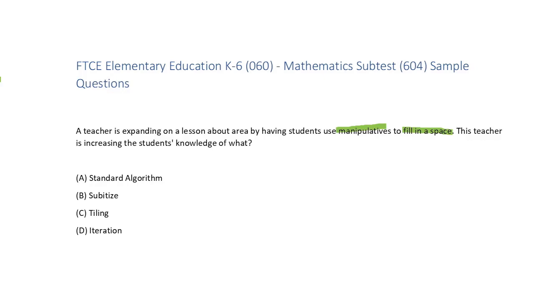Iteration is the repetition of a process to generate a sequence of outcomes. So this is not the correct answer either. Therefore, answer choice C, tiling, is going to be the answer choice for this question.